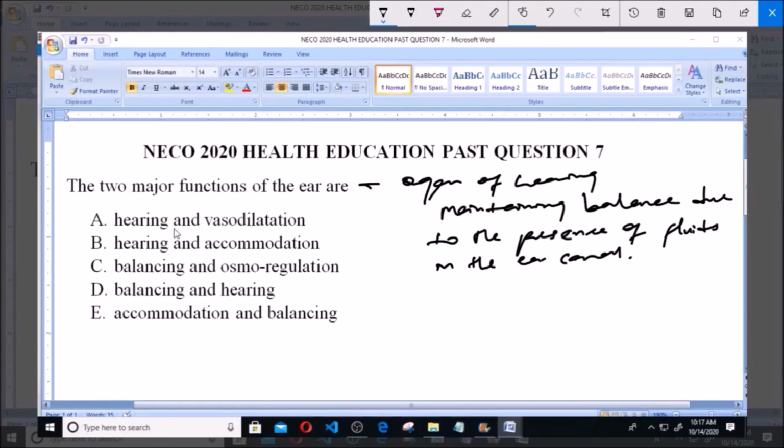Now option A says hearing and vasodilation. Hearing is a function of the ear, but vasodilation is not a function of the ear. Vasodilation is a function of the blood vessel. B says hearing and accommodation. Hearing is a function of the ear, but accommodation is the function of the eye. Now C says balancing and osmoregulation.